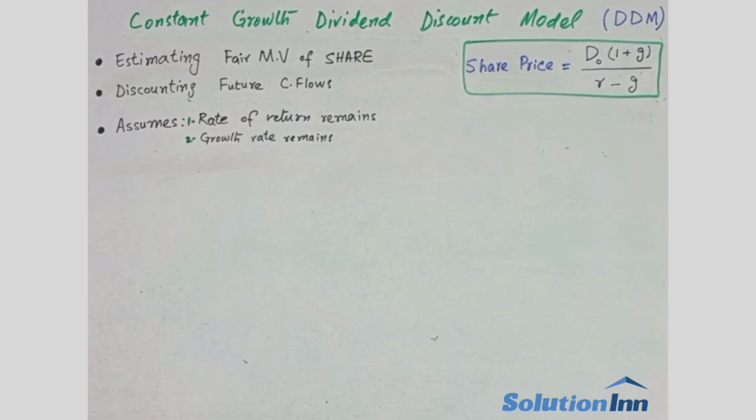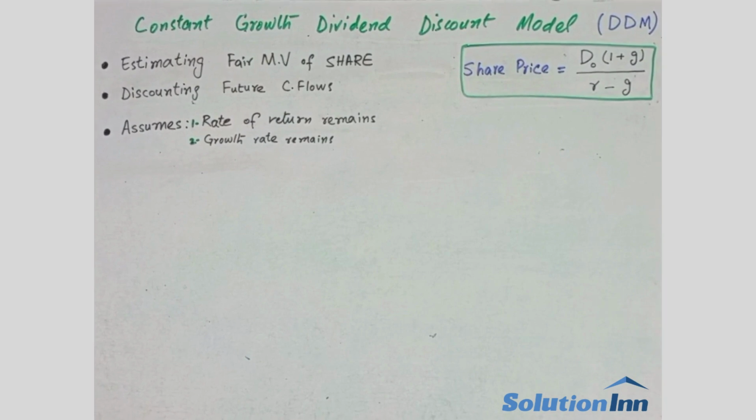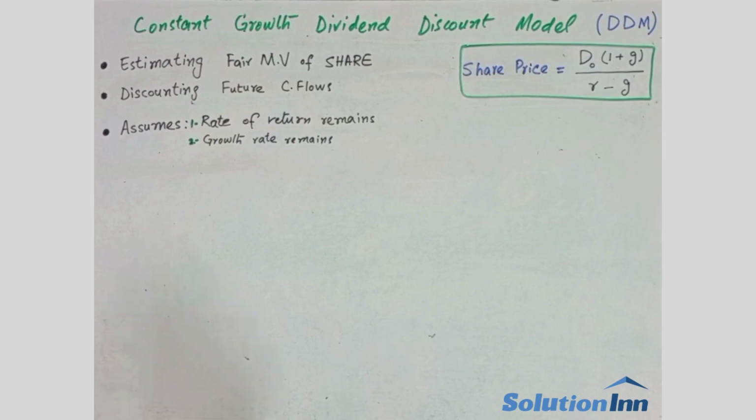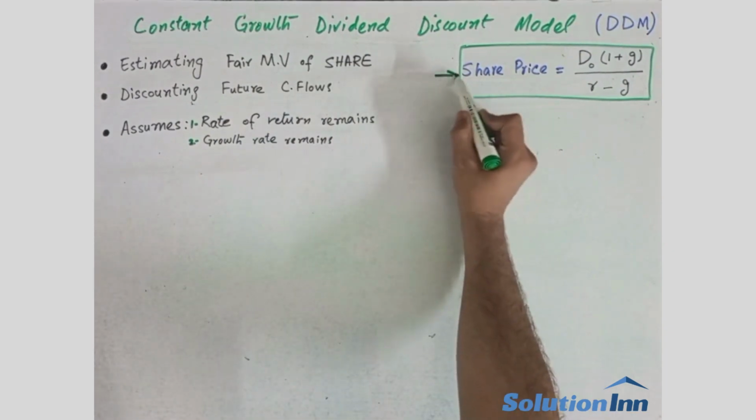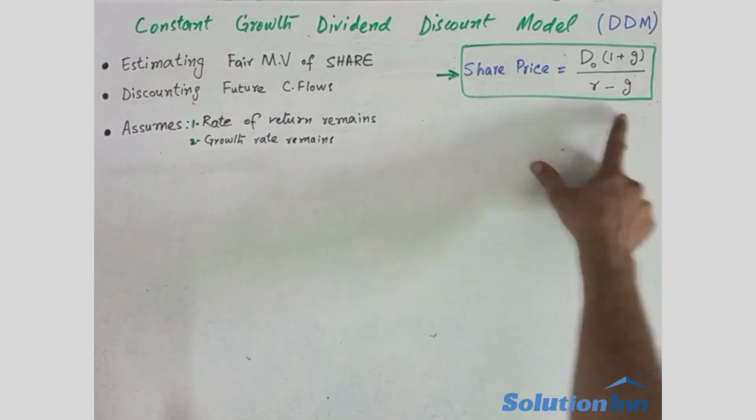In today's video we will learn about the constant growth dividend discount model, commonly known as the dividend discount model or DDM. But we will discuss this model with the aspect of growth in it, that is denoted by G. As you can see, this is the formula for the dividend discount model with constant growth.